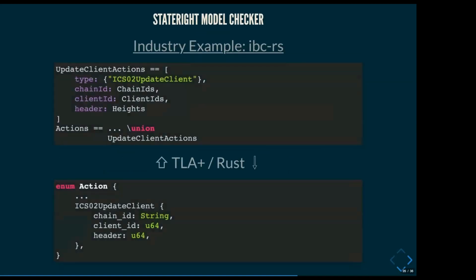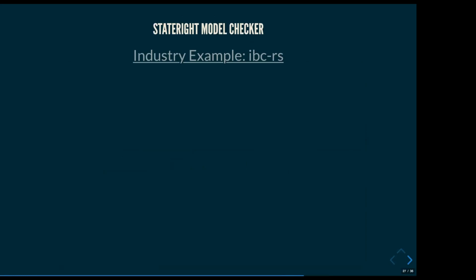So just to give you an example of how the code corresponds, for people who are familiar with TLA plus, the top shows you the TLA plus code, and the bottom shows you the Rust code. Generally speaking, the Rust code's a little bit more verbose, but I think for this sort of example, they're about the same amount of complexity.